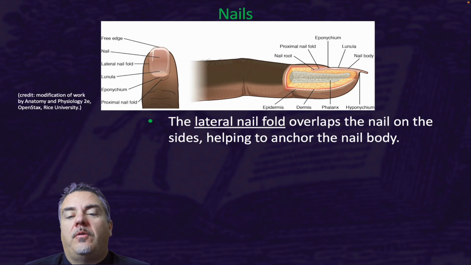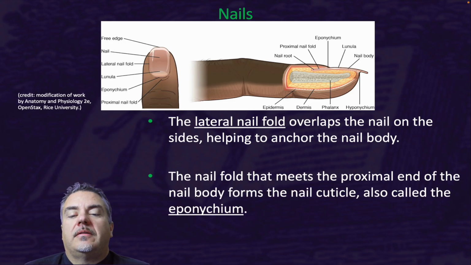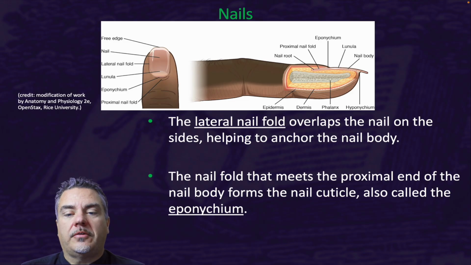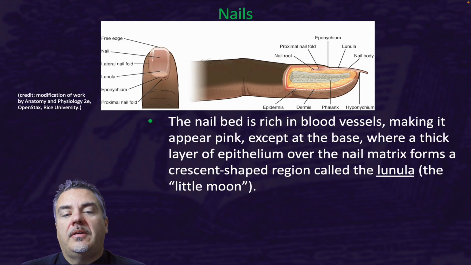The lateral nail fold overlaps with the nail on the sides, helping to anchor the nail body. The nail fold that meets the proximal end of the nail body forms a nail cuticle, also known as the eponychium. The nail bed is rich in blood vessels, making it appear pink, except at the base, where a thick layer of epithelium over the nail matrix forms a crescent-shaped region called the lunula, or little moon.